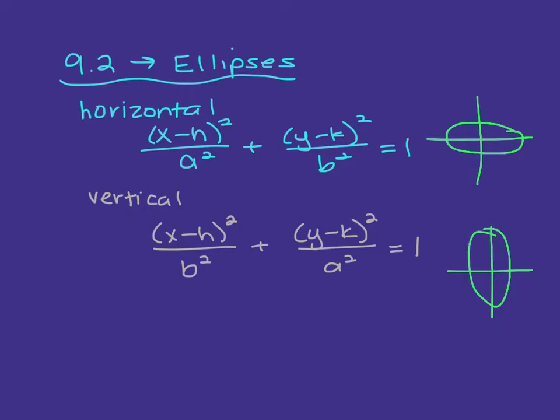So what's the difference with the a this time? With ellipses, the a is always the bigger number. So a squared equals the larger number, okay? Which is different when you get to hyperbola, right? So the larger number is under whichever axis would be wider. If the larger number is under the x, then it's wider. If the larger number is under the y, then it's taller, okay?